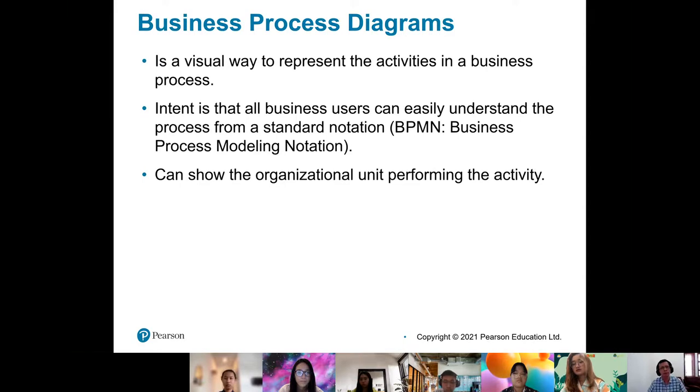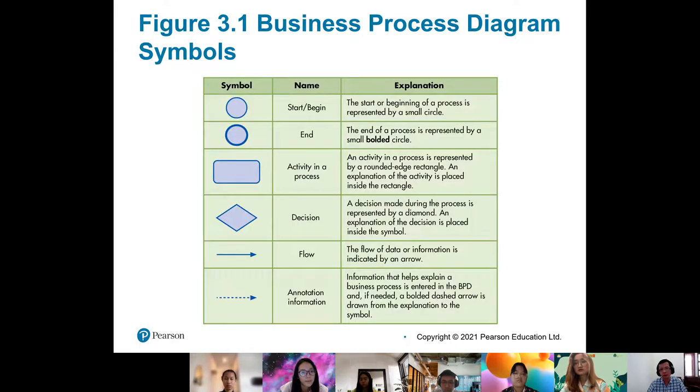Okay, the first diagram is a business process diagram. This is a visual way to represent the activities in the business process. Okay. So these are all the symbols. Start is a circle with a thin line, end is a circle with a bold line. And then there is activity. This is a square with rounded corners. Decision is a diamond, and data flow, or flow, uses an arrow.